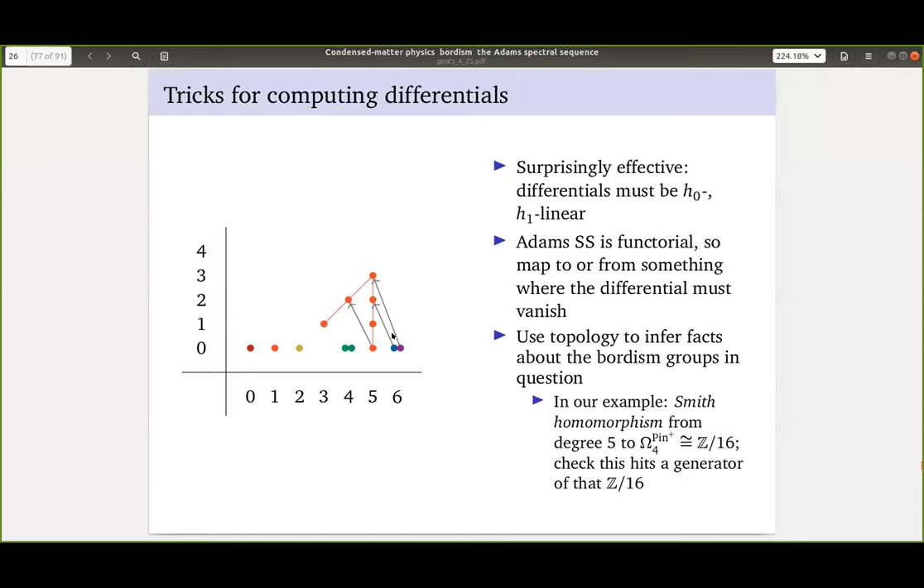Great. So there's a lot more on Smith homomorphisms in a paper of Ryan Thorngren, Zohar Komargodski, and Hason. I got the authors in the wrong order because that's not alphabetical. But they discuss some generalities on the Smith homomorphism. And Ryan is here today, which is pretty cool.